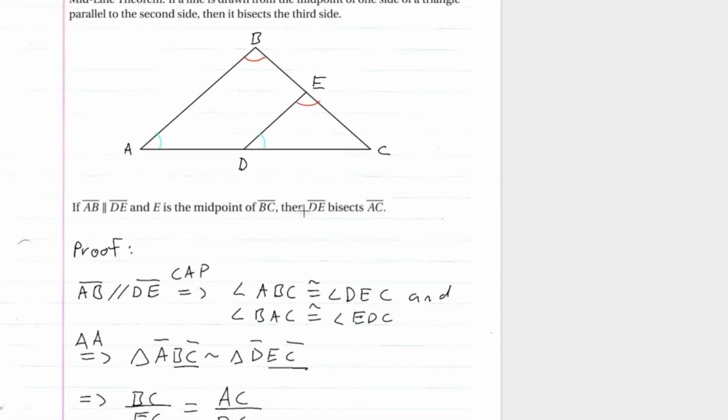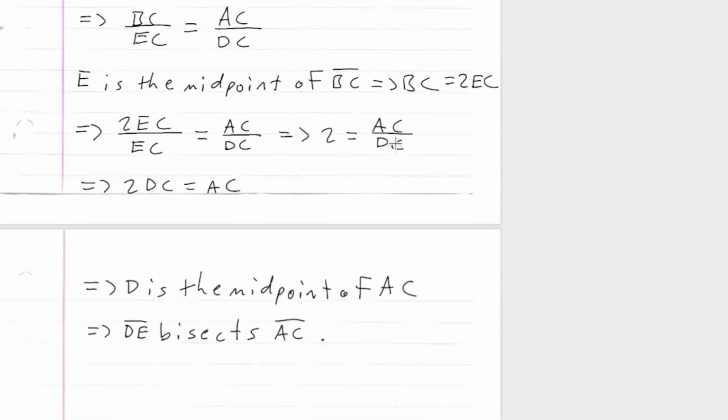And that's exactly what we wanted to show. We wanted to show that DE bisects AC, given that AB is parallel to DE and E is the midpoint of BC. So that's our proof.